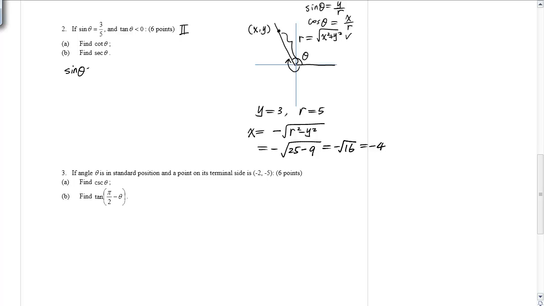Sine theta equals 3/5, cosine theta equals negative 4/5, cotangent theta equals 1/tangent or cosine over sine, so that equals negative 4/3. Secant theta equals 1/cosine, so 1 over negative 4/5, and that equals negative 5/4. And that answers our questions.